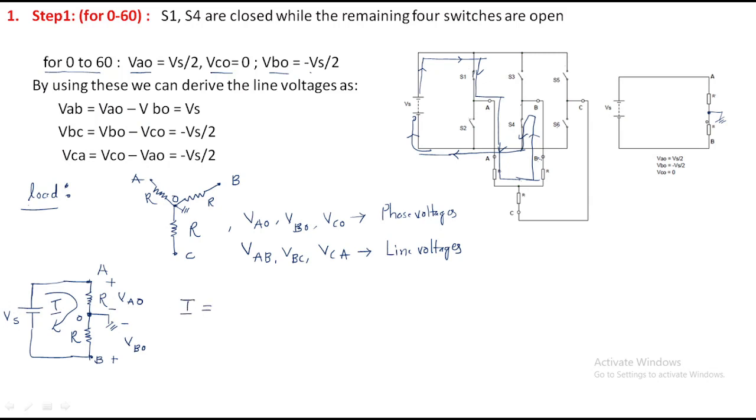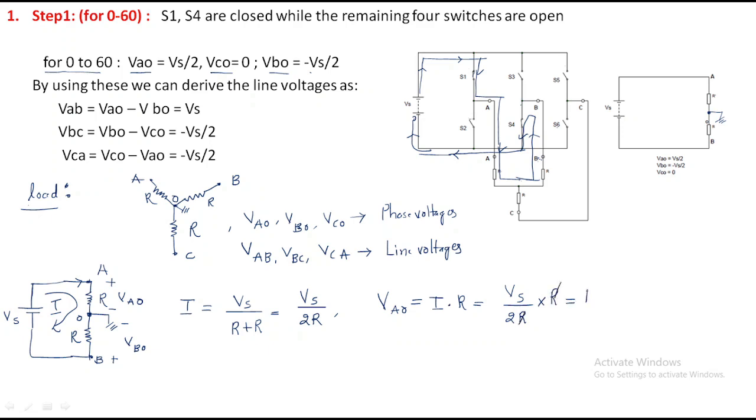Current is voltage divided by resistance. What is the voltage value? Vs. There are two resistors, R plus R, so the current is Vs by 2R. Next, with the current known, what is VA0? VA0 is the current flowing in the resistor times the resistance. The current flowing in the resistor is I, because the current flows through the positive side into R. I is Vs by 2R, multiplied by R.